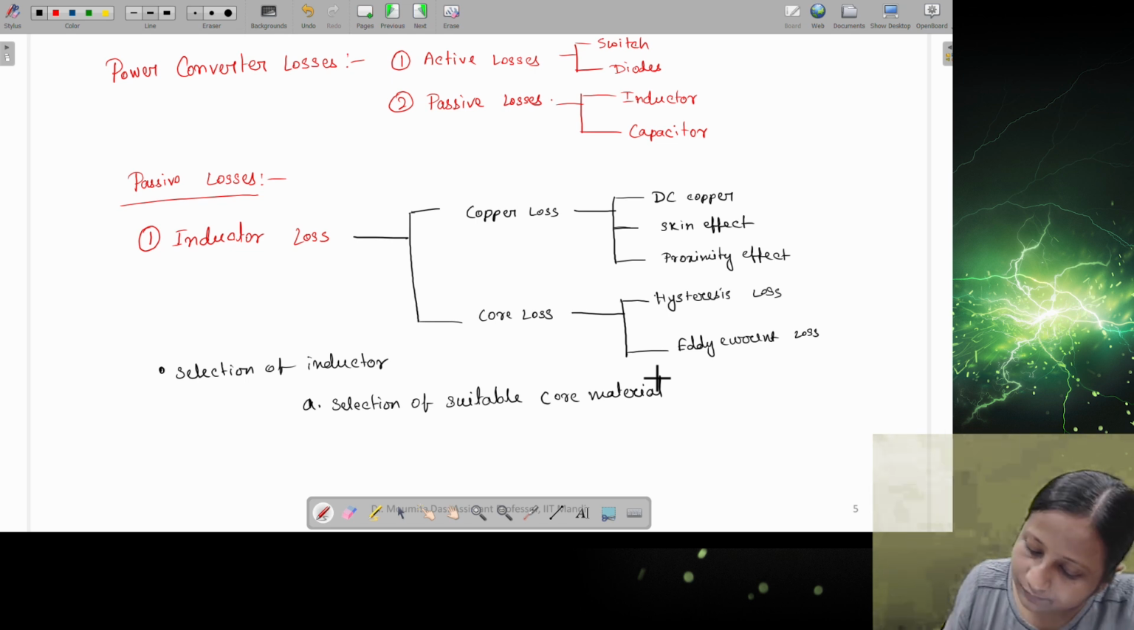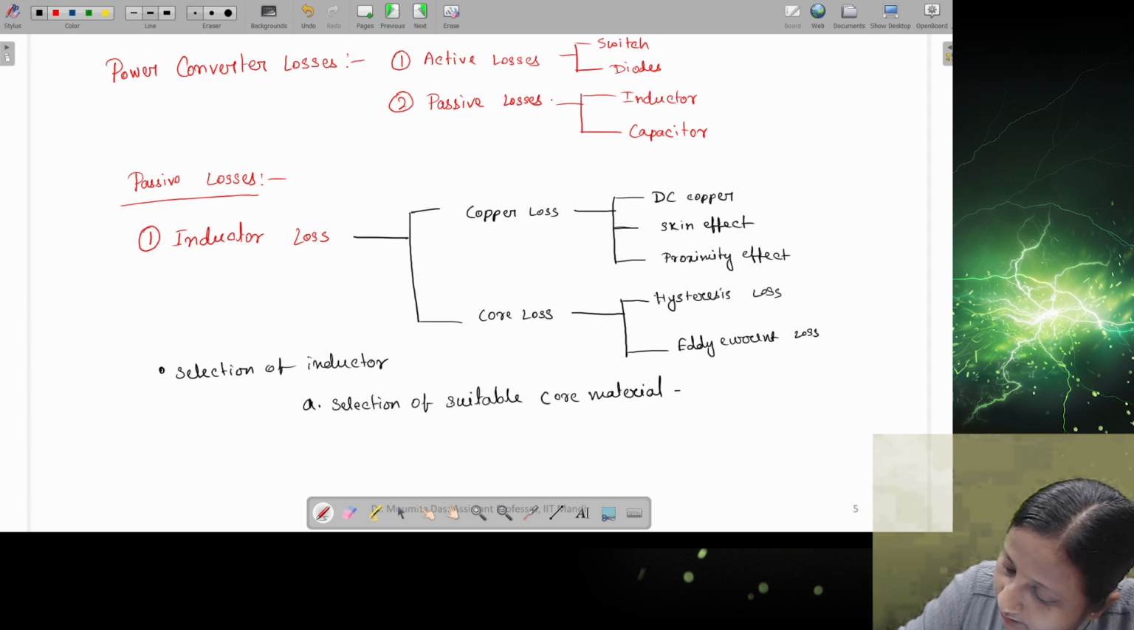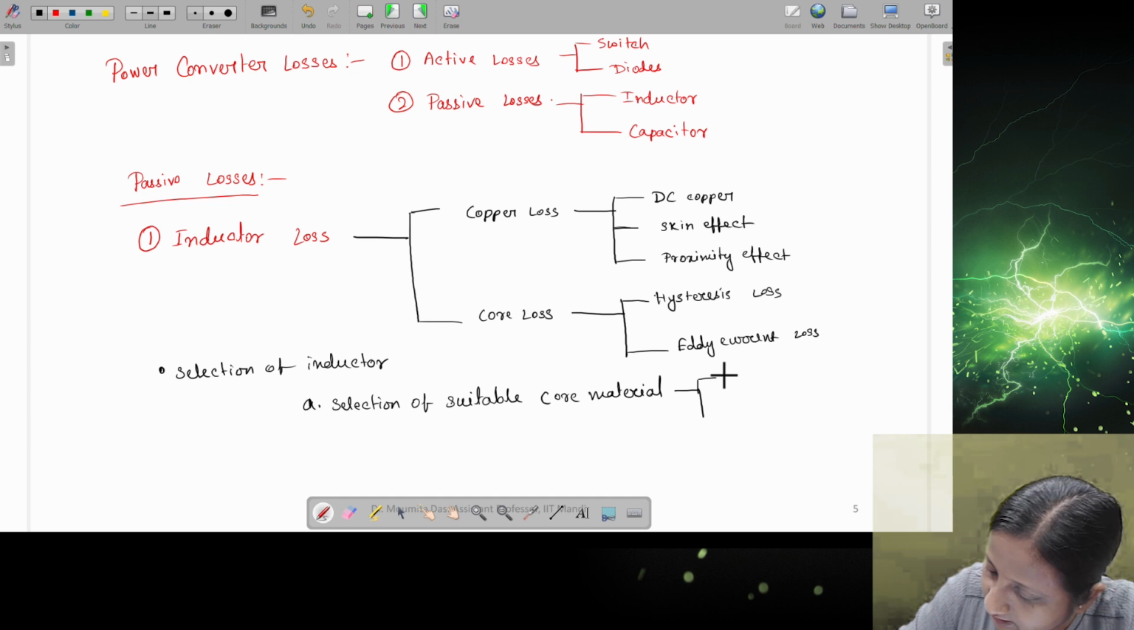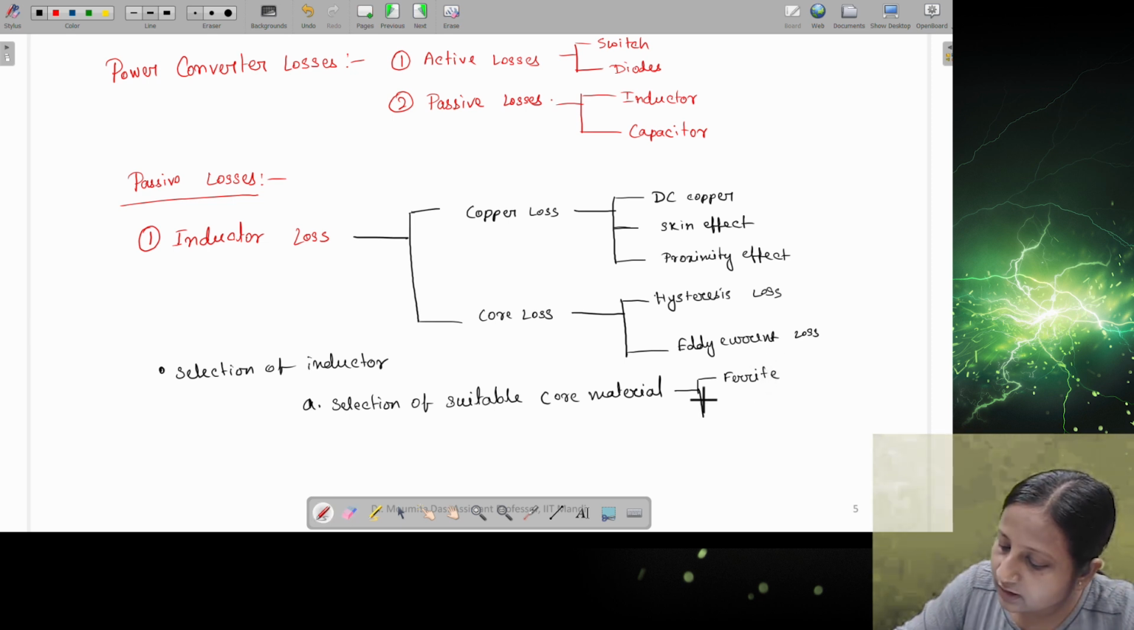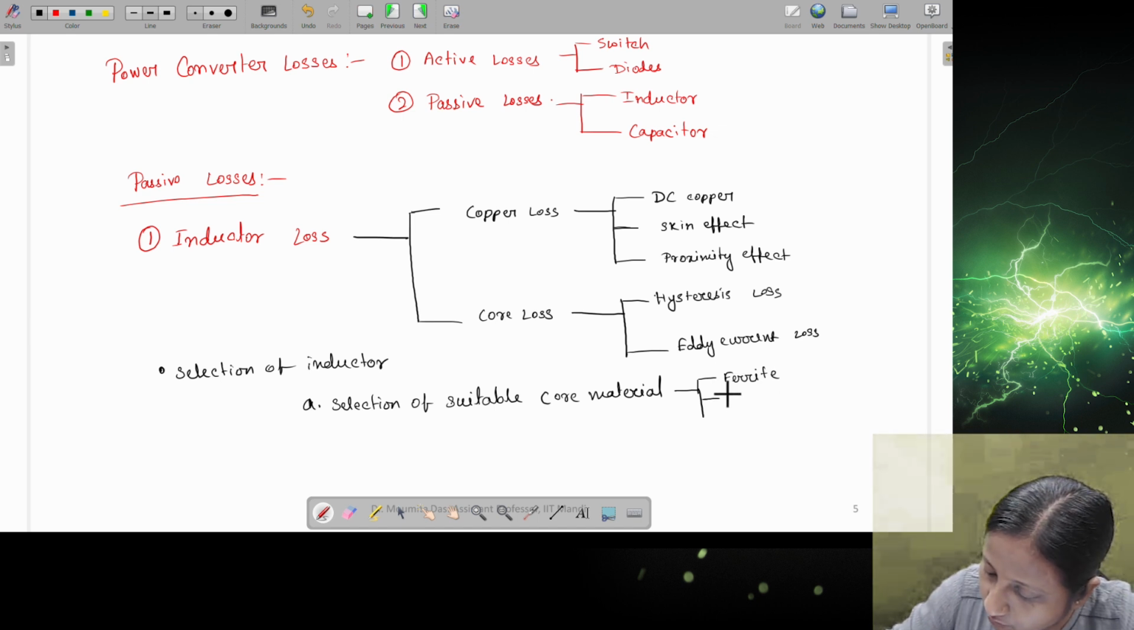So what are these different core materials? I'm just telling you some, and you can see the advantages and disadvantages of these different core materials. Ferrite is the most commonly used core material for silicon based application converters, right? High frequency silicon based converters operating at 10, 20, 50 kilohertz level. There is also core material which is suitable for high frequency application.